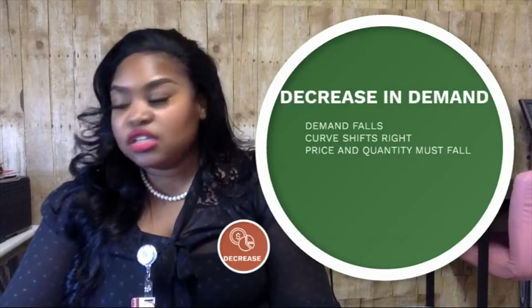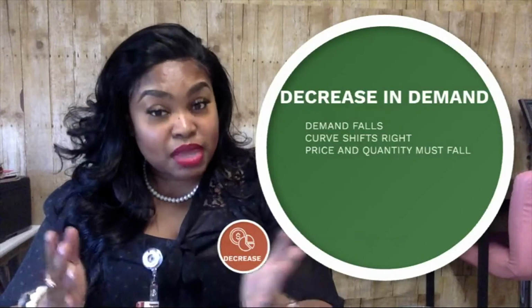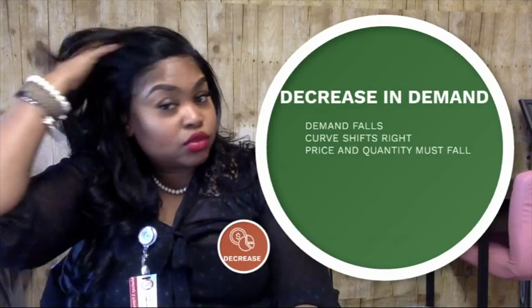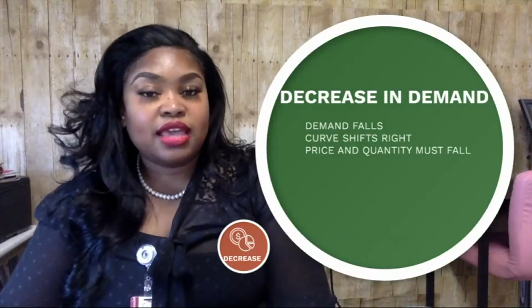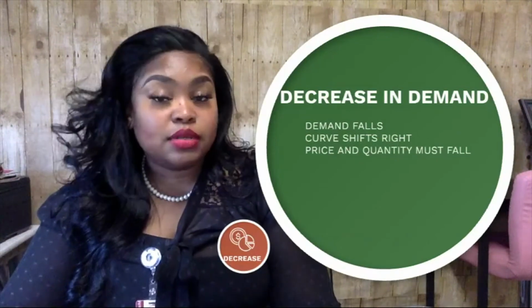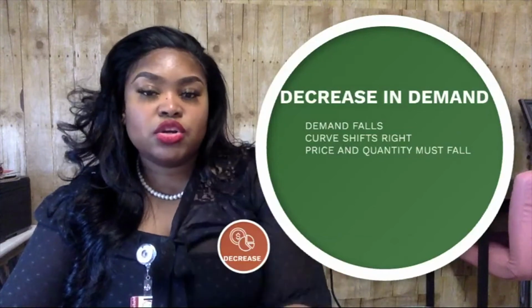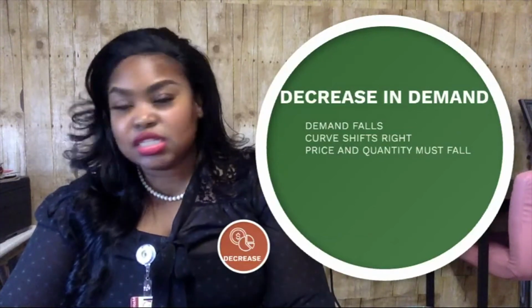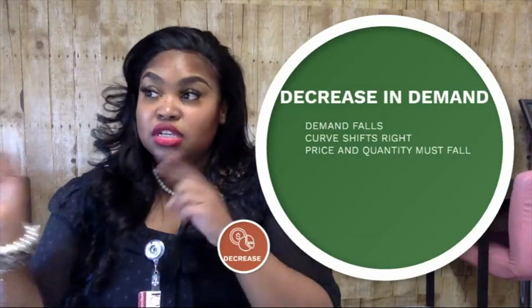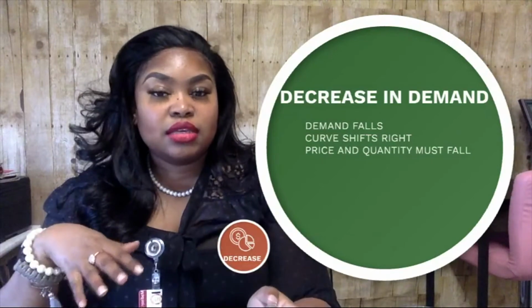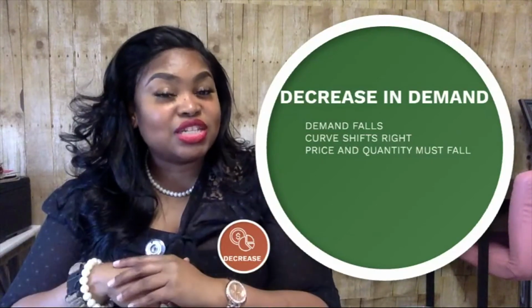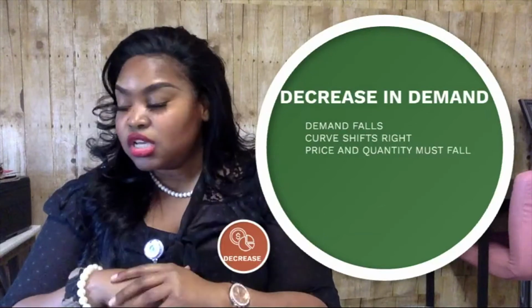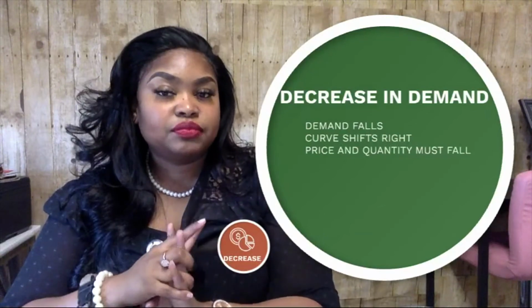So occasionally your price will increase because maybe your product is better or something like that. As a result, most of the time the demand is going to decrease. When demand decreases, the curve will shift to the left. I know the screen says the curve will shift to the right, but it actually shifts to the left.